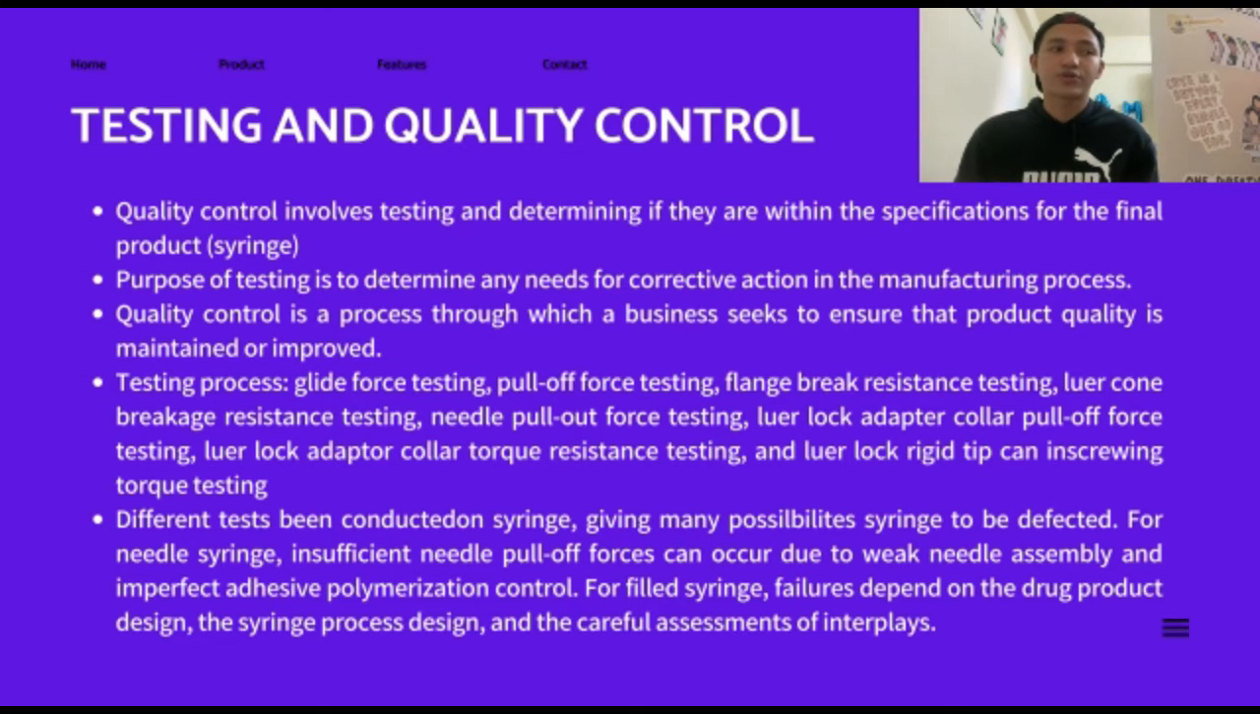For the quality control, given that so many different tests must be conducted on the syringes, it is not surprising that there are many opportunities for this complex system to fail to meet the quality requirements. Cosmetic defects such as scratches are common.